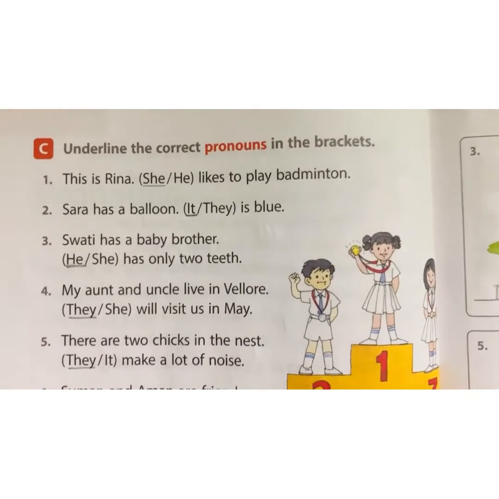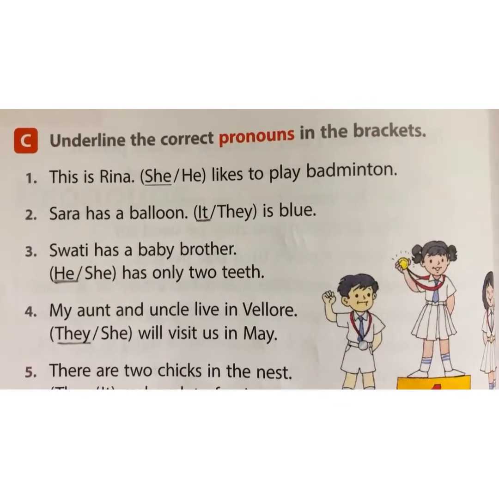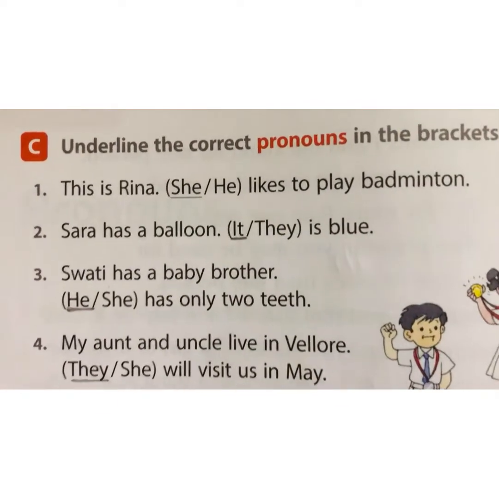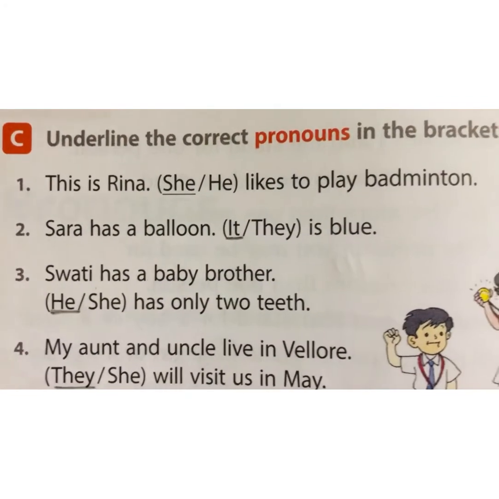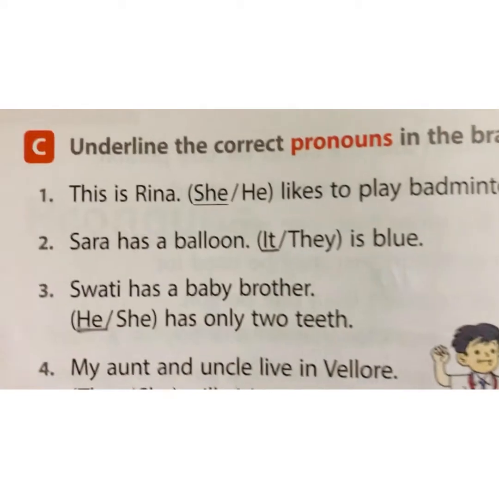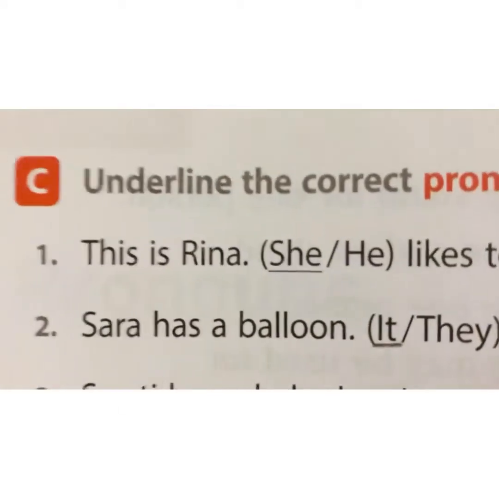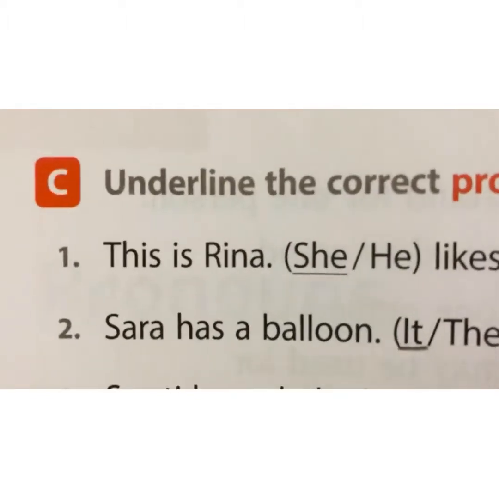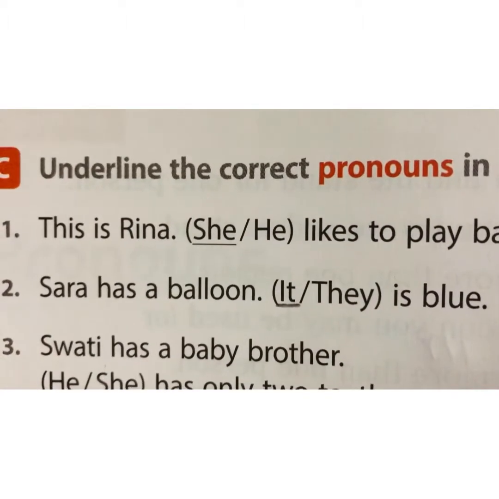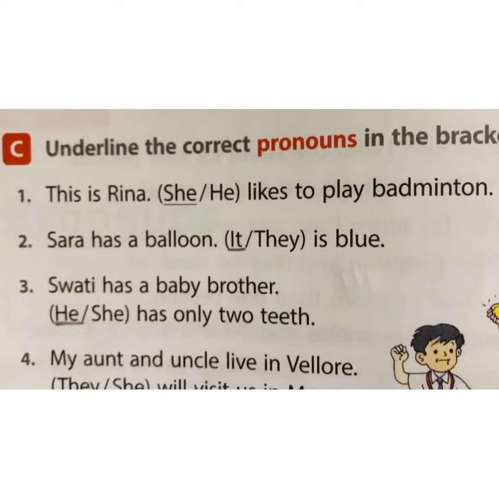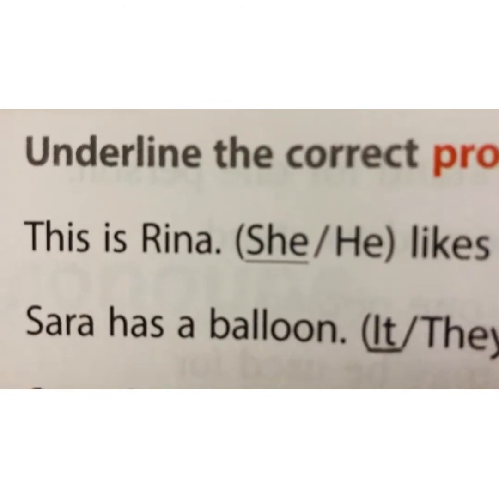C. Underline the correct pronouns in the brackets. We have to choose the correct pronoun. There are two pronouns given in the bracket. We have to choose any one correct pronoun. The first one that is already done for you is, this is Reena. Reena is a girl. We are talking about a girl. He or she like to play badminton. So we will use pronoun she.